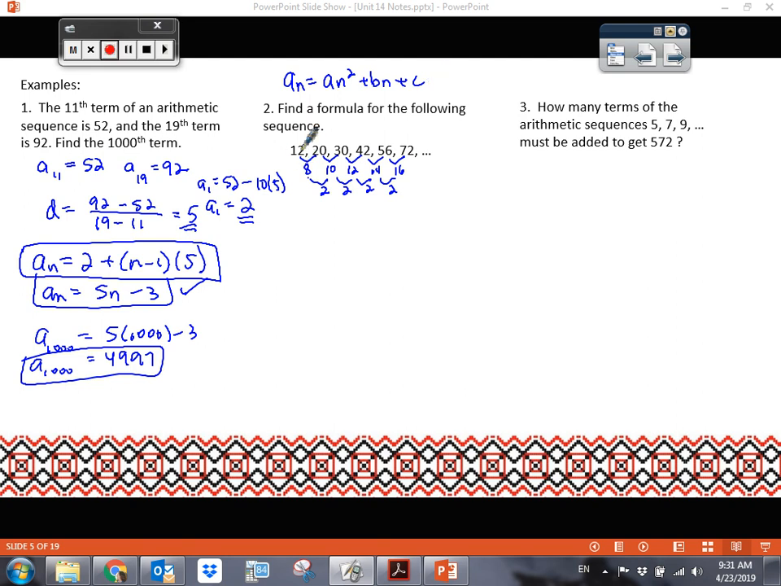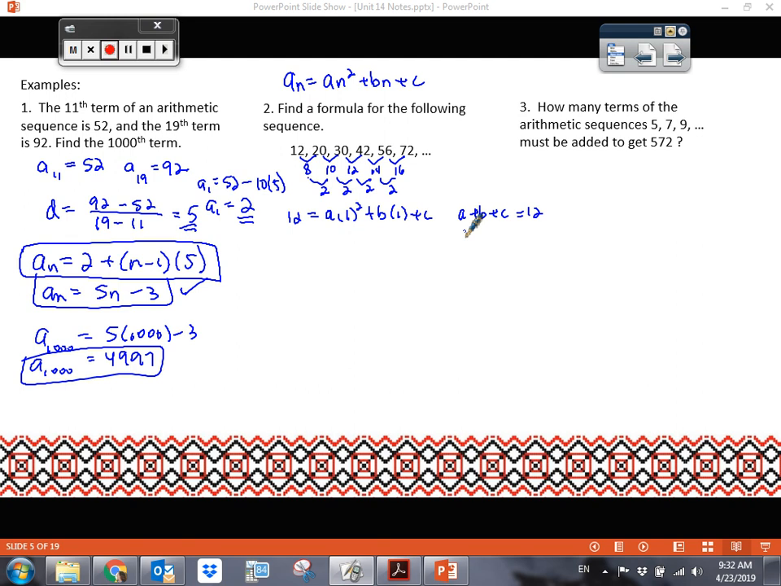Term 1 is 12, and I'm going to plug that term into here. So I have 12 equals a times 1 squared, plus b times 1, plus c. Rewriting that so it's easier to look at, that would be a plus b plus c equals 12. And if I use the first term every time, this is always going to be the same, a plus b plus c equals the first term. It's always going to be the same, right? Because the first term has a term number of 1.